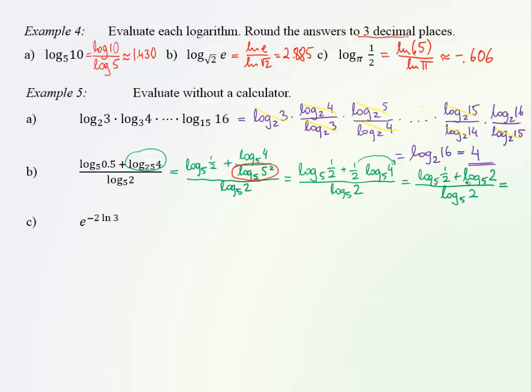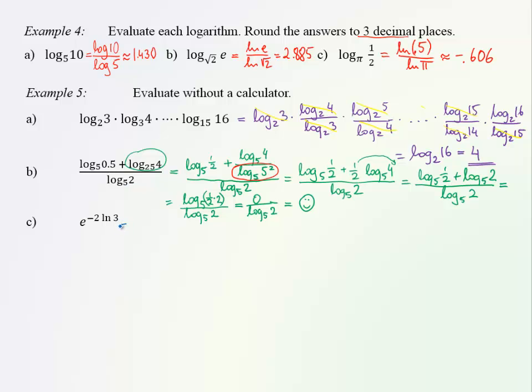Okay, now we can use the addition of logs, bring it into a single log base 5 from the product of 1/2 times 2. So we have log base 5 from 1/2 times 2, which is really 1, over log base 5 from 2. Okay, so log base 5 from 1 is actually 0. 0 over log base 5 from 2 is still 0. So this whole expression is equal to 0.